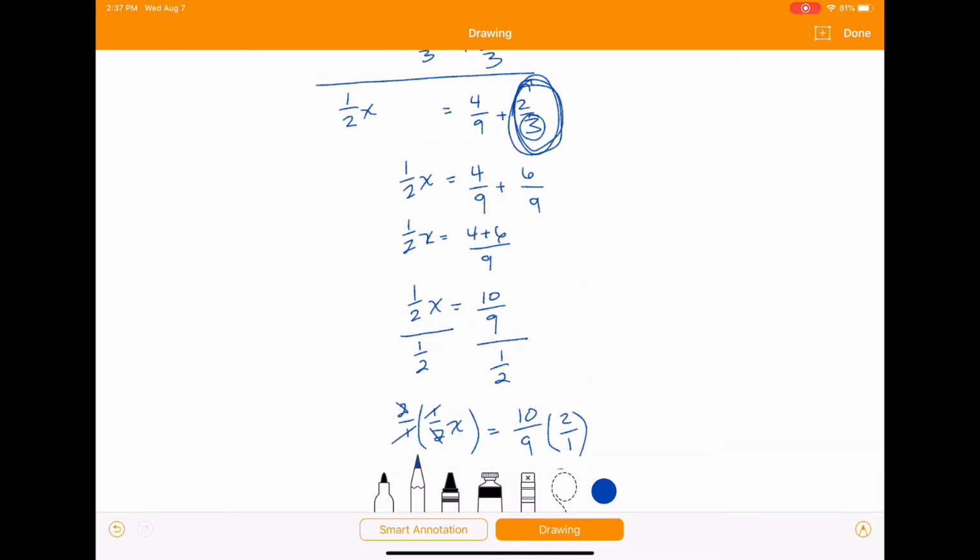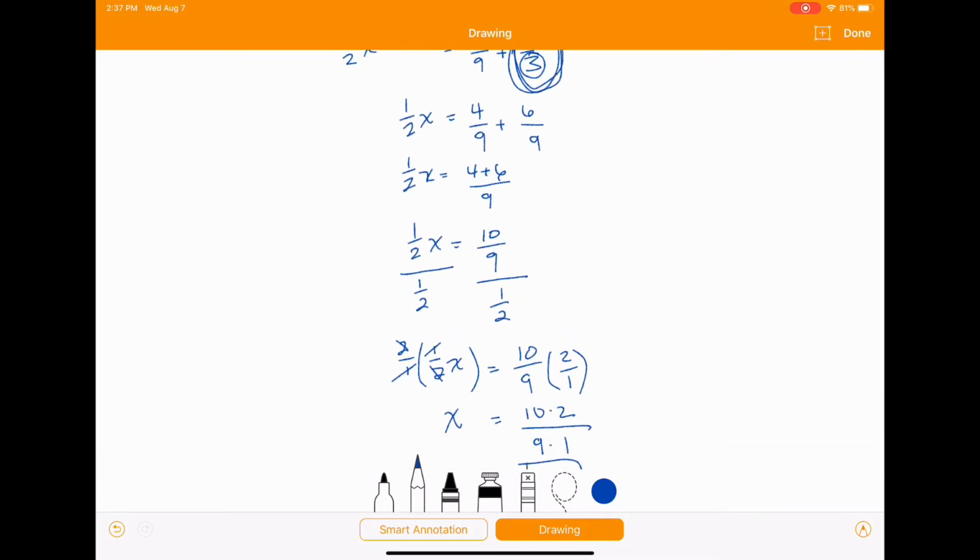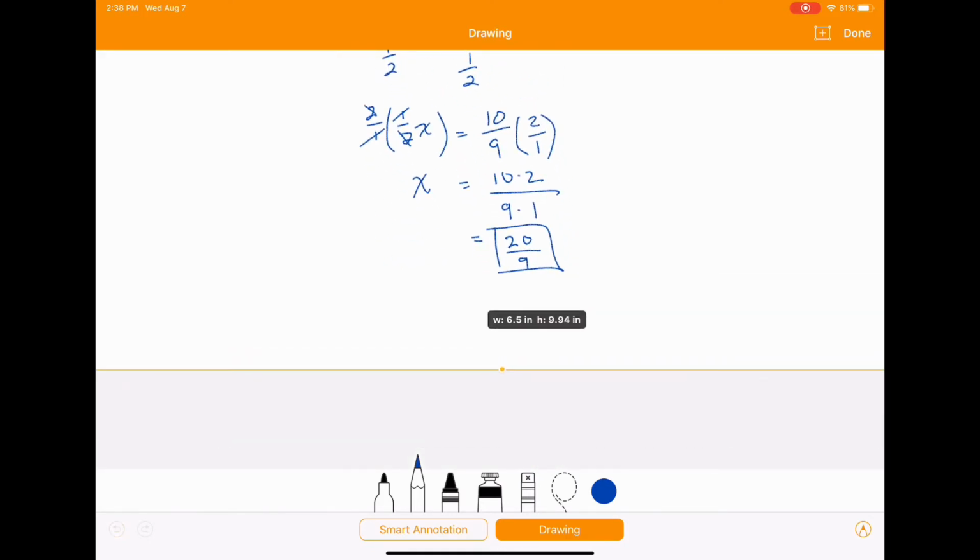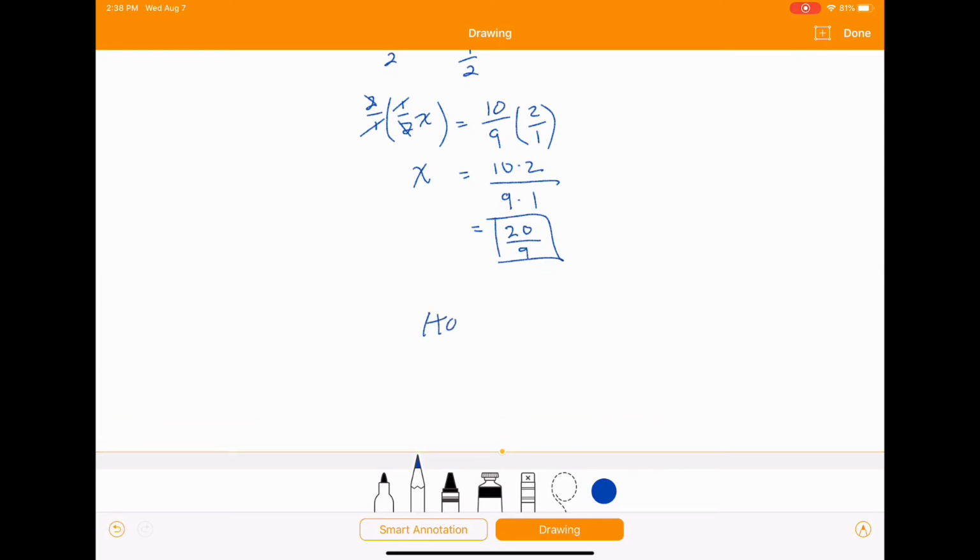And it's really as simple as that. You follow the same steps you would in solving a regular equation, except now you just use the rules that you learned about fractions.